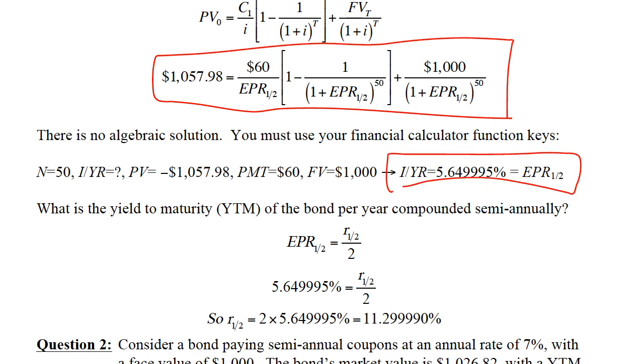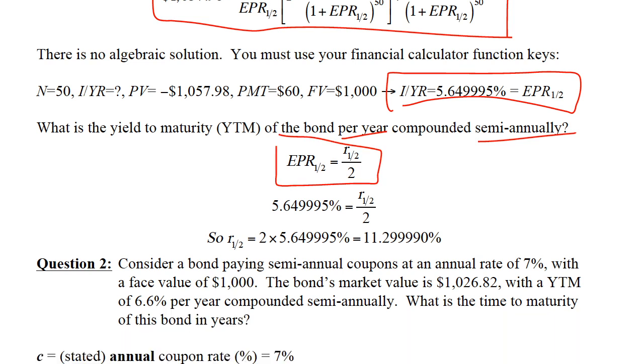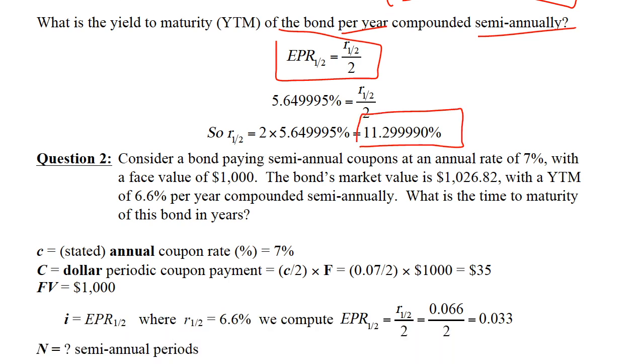But we're not finished. We need the yield to maturity per year compounded semi-annually. We need the stated rate. Remembering that this is how we calculated the effective rate, we have to do the opposite and multiply the result by 2 to get the stated rate. So that is the final answer. Do not round any of your decimals.